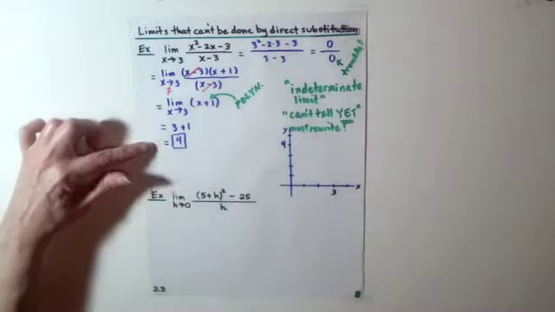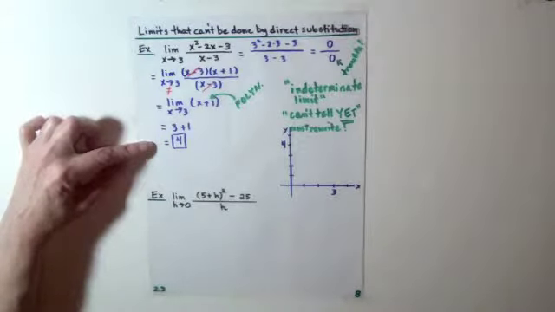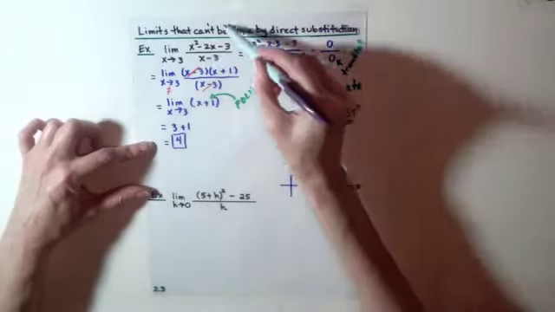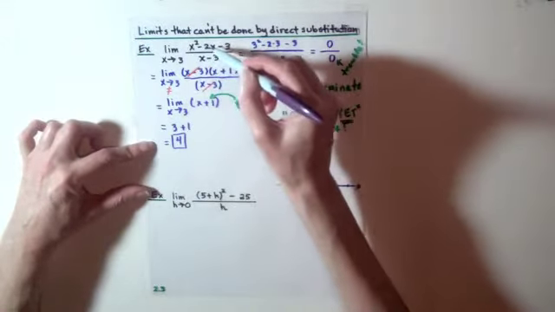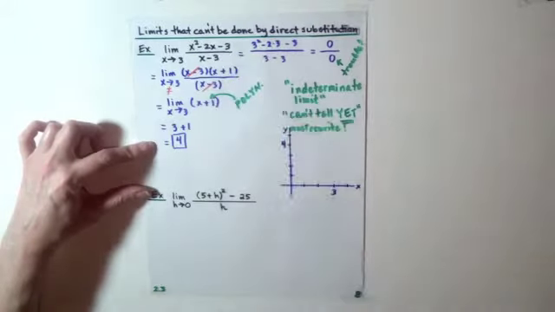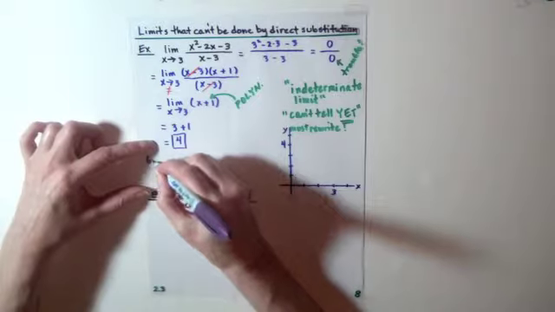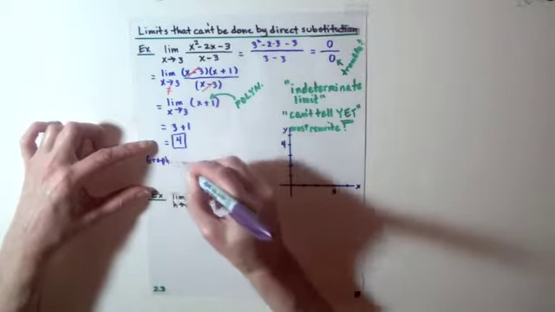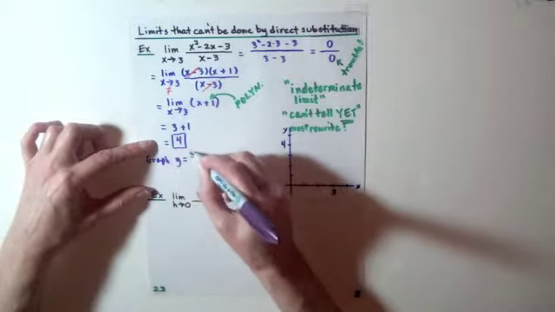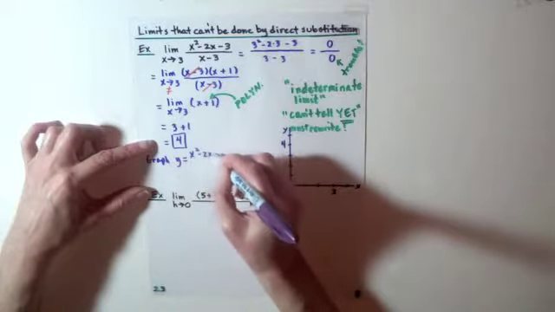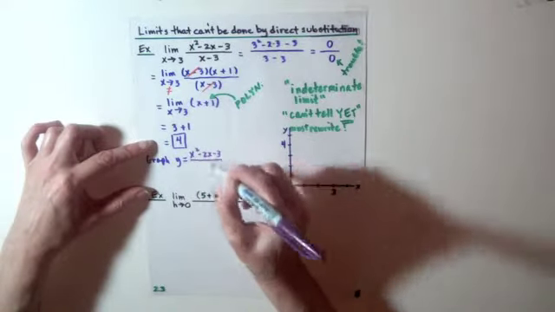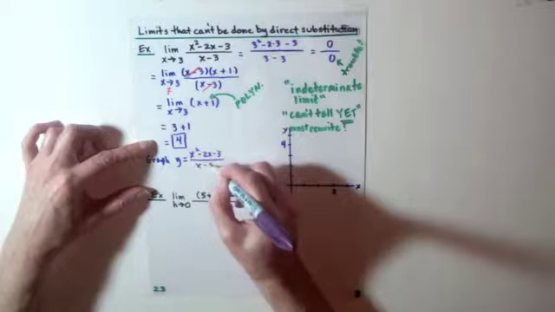To understand this a little bit better, we might try to go ahead and graph it. And that's what I would like us to do next, is to graph this function y equal x squared minus 2x minus 3 over x minus 3. So let's try that. We're going to graph y equals x squared minus 2x minus 3 over x minus 3.